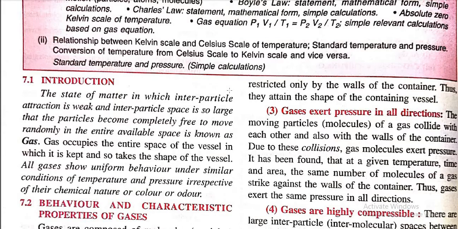So in the gaseous state of matter, the interparticle attraction is weak. That means the molecules or particles present in it are far away from each other. Intermolecular space is large, so the intermolecular force of attraction is weak because the molecules are far away from each other, and the particles are completely free to move randomly in the entire available space. This is known as a gas. A gas occupies the entire space of the container in which it is kept, and it can take the shape of that container as well.